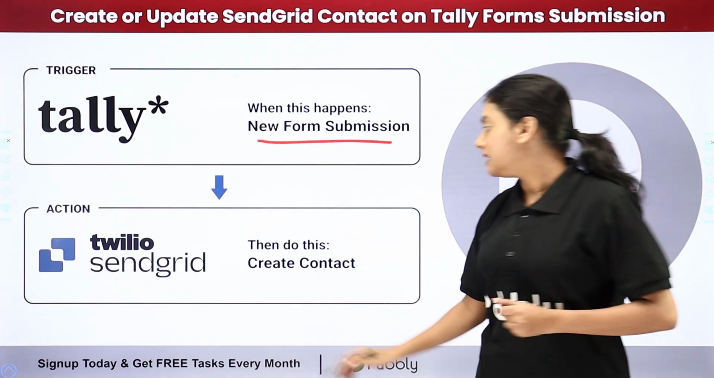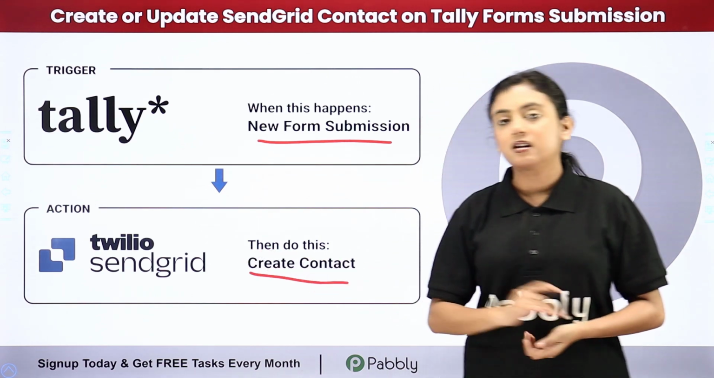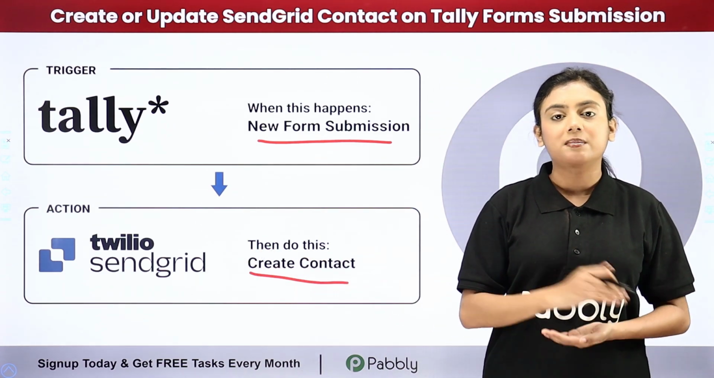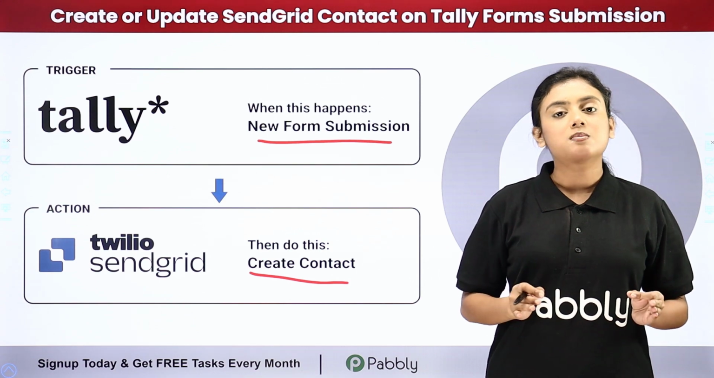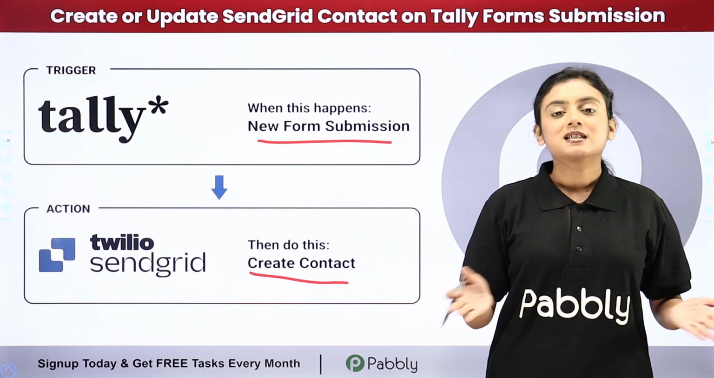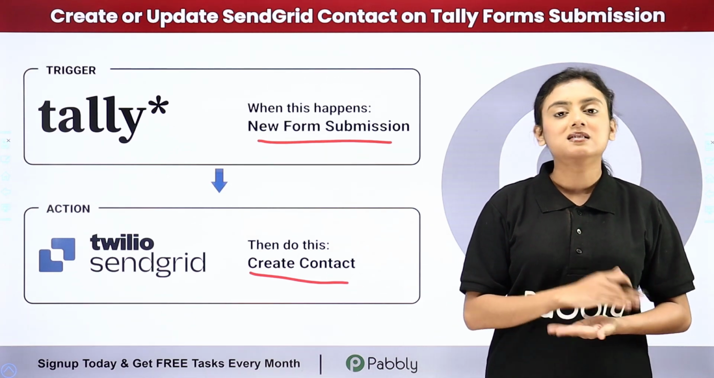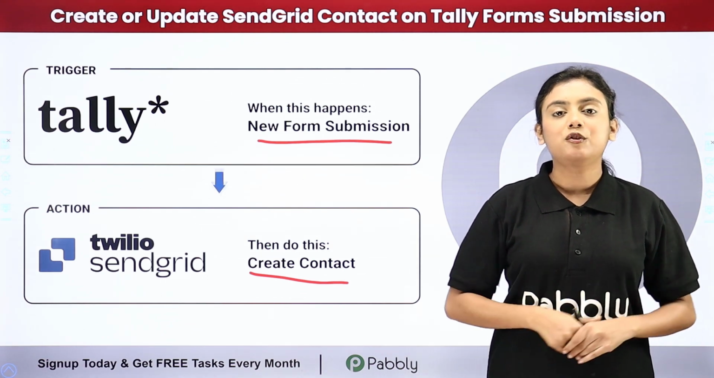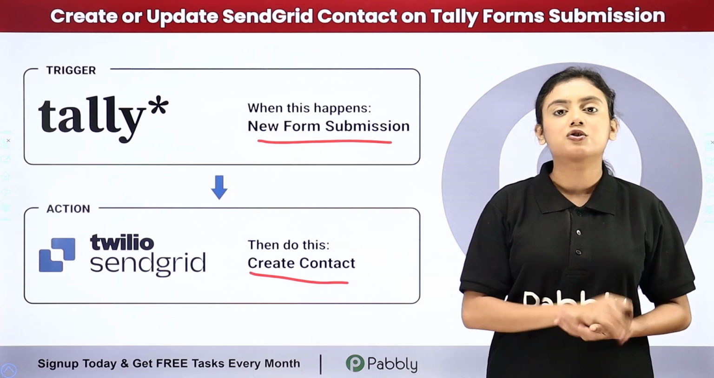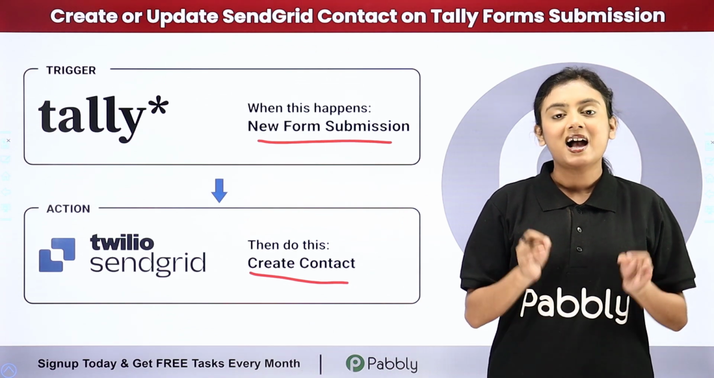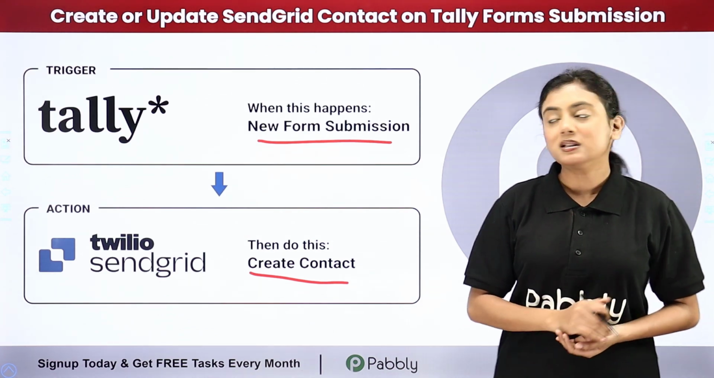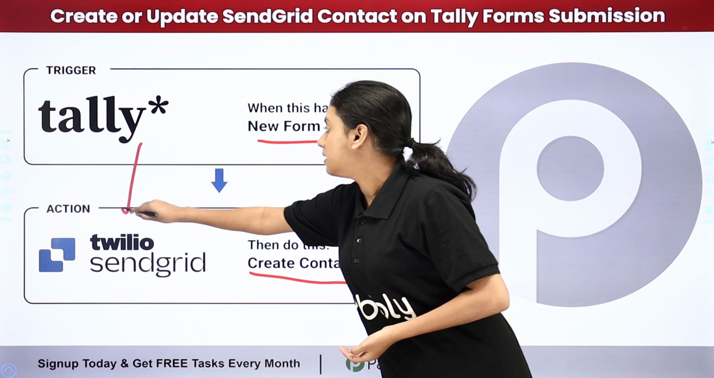I want to create that lead as a contact in my SendGrid account so that I can manage and track my lead details. Now, doing this manually is very time consuming. So what I've done is I've simply automated this entire process with the help of Pabbly Connect, which is an amazing automation and integration software. And in this automation, I'm going to build a connection between Tally and SendGrid with the help of it.